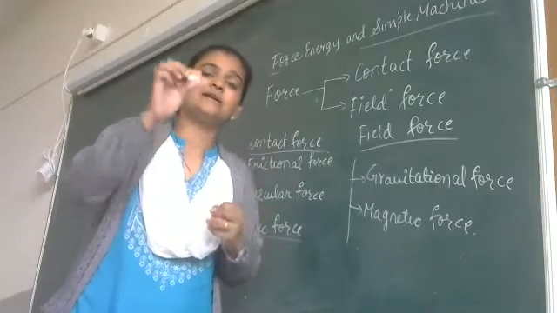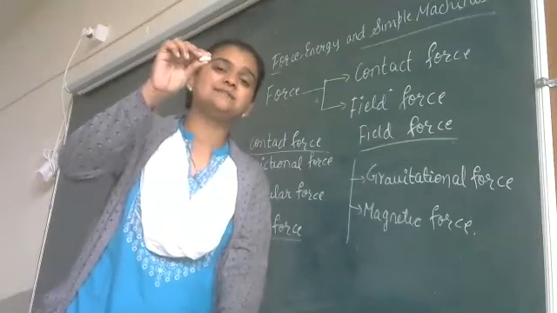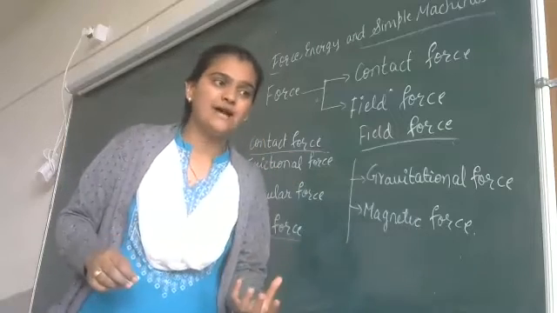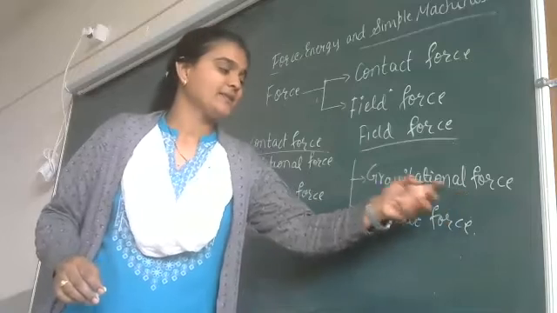The forces are being exerted on an object. The earth is pulling down the object as you throw it. Correct? When you throw any object, it comes down. That is known as gravitational force.